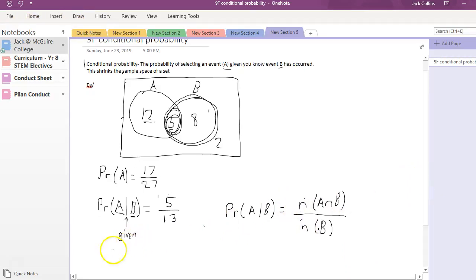Okay, so given that, pause the video now and try and find the probability of B, and then the probability of B given A has occurred. So pause now and have a go, and then I'll go through it.